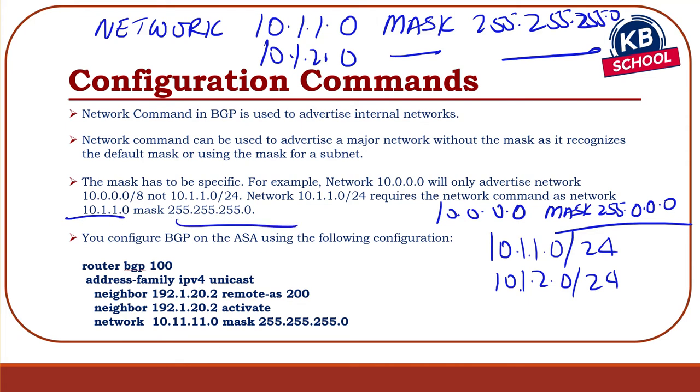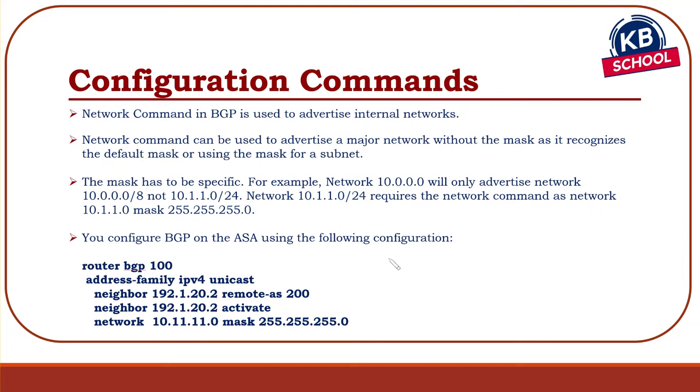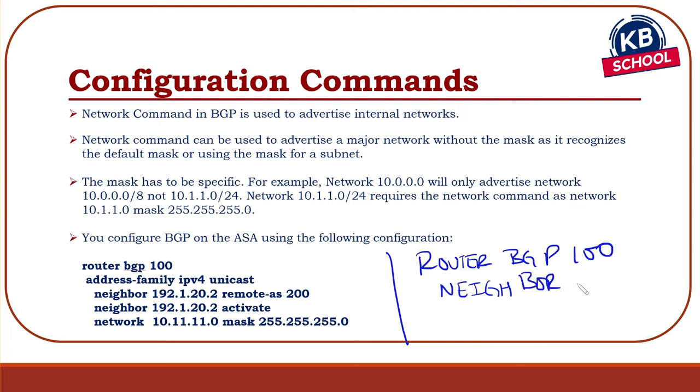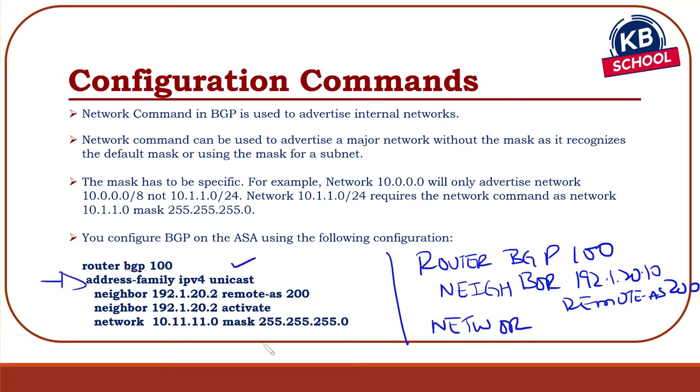All right. How do I do it on the ASA firewall? On the router, I would just have done router BGP 100. Directly go ahead and specify the neighbor. You don't need to activate a neighbor. I would have done neighbor 192.1.20.10 remote-as, let's say 200. And that would be it. And then the network statement. I don't need to activate it. I don't need to go into an address family IPv4 unicast to do that.